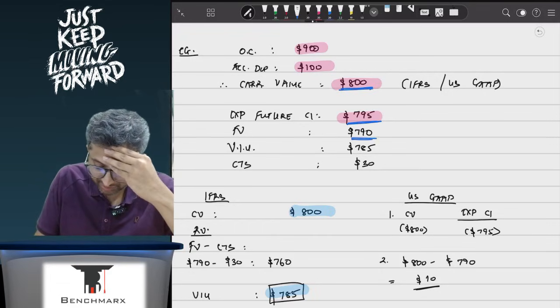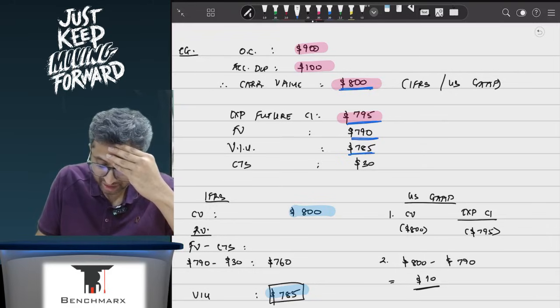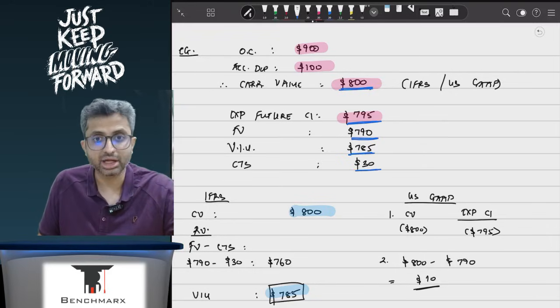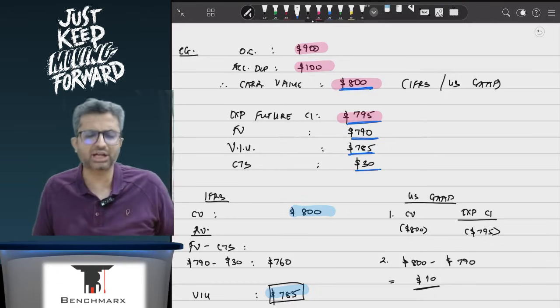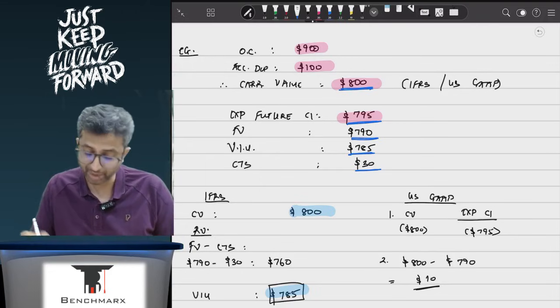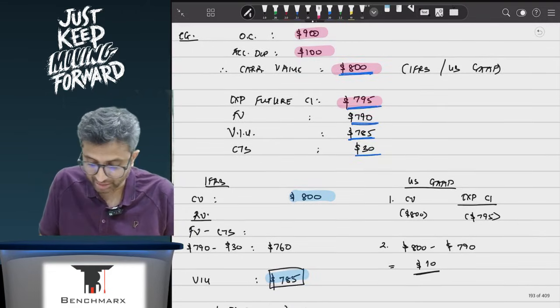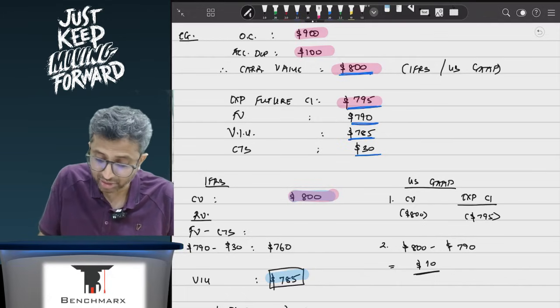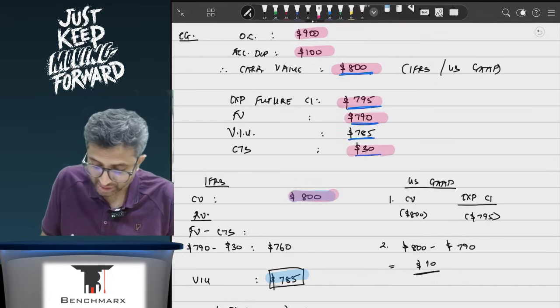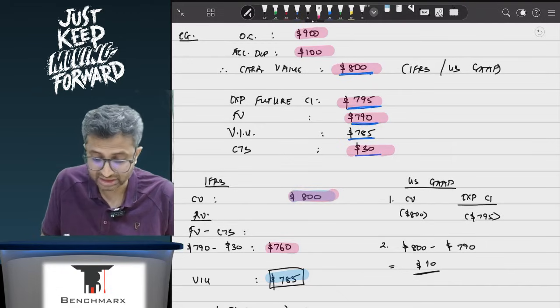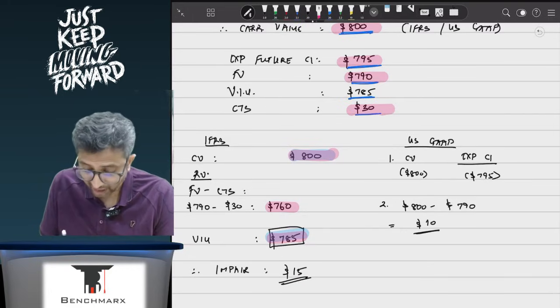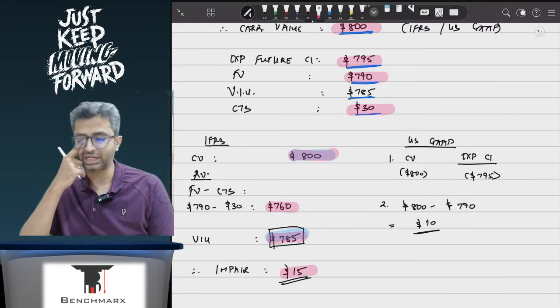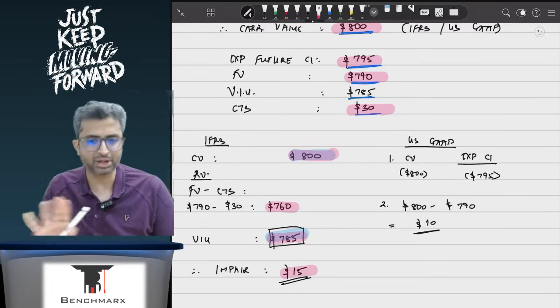Okay, my fair value is 790. Now my value in use is 785. My cost to sell is 30. Now, if I were to look at IFRS, in IFRS there's nothing called a recoverability test, which means if you want to test for impairment, you will compare the carrying value, for example, that is 800, with the recoverable value. Recoverable value is fair value less cost to sell, which is 790 minus 30, which comes to 760, or value in use, which is 785, whichever is higher, that is 785, and hence 15, that is 800 minus 785, will be the impairment under IFRS.